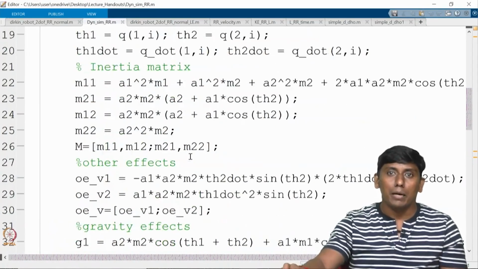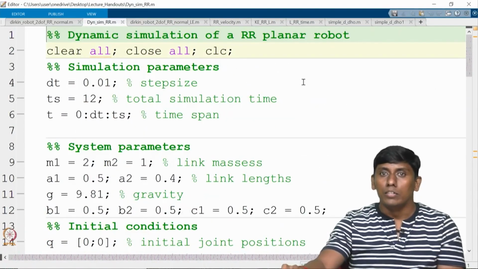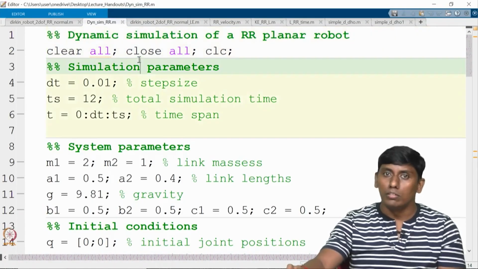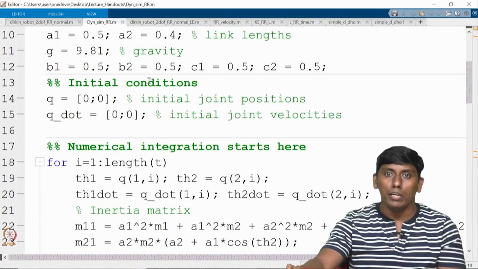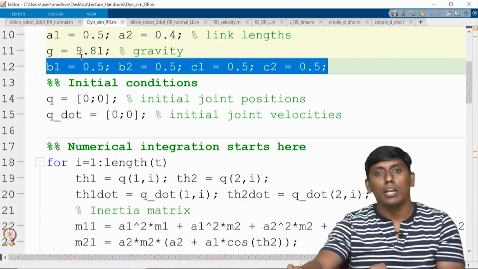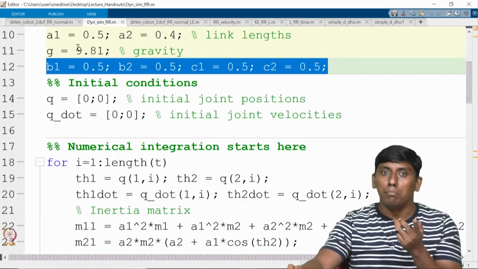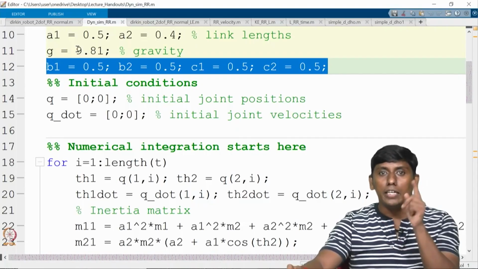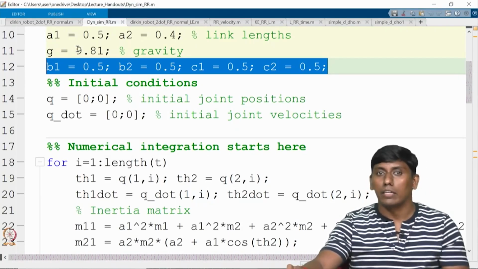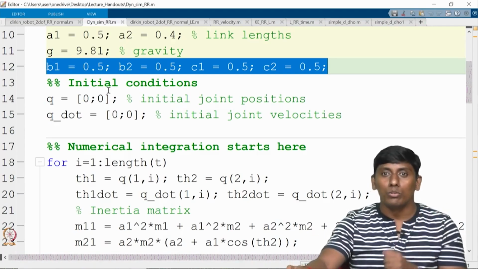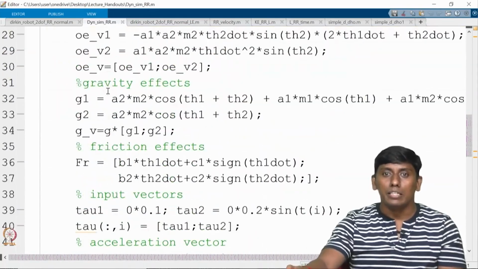Okay, this is the Matlab code which we saw in the slide. You can see that we have done the dynamic simulation of the RR planar robot. This is the main, and all of these are given. Right now we assume that all frictional coefficients are 0, and here I assumed gravity is vertically down. That's why I modified it to 9.81 instead of minus 9.81, because when I derived it, I derived it in the opposite direction. I will show you why once the simulation is done.